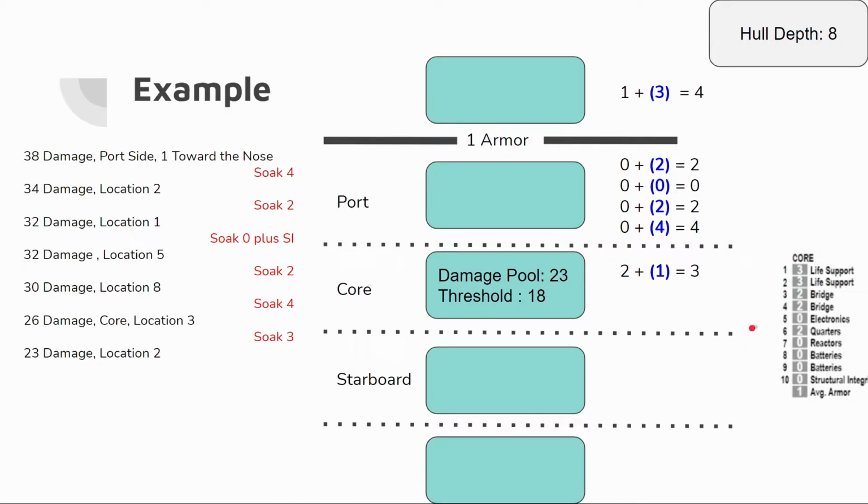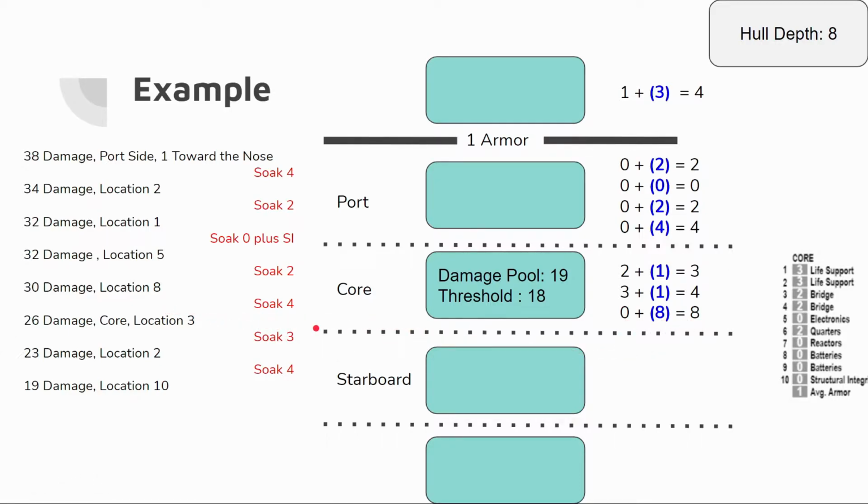It has 3 armor. So our defender rolled a 1 for a total of 4. So they'll call out soak 4. This reduces the damage pool to 19. It's still above our threshold. The attacker rolls again and calls out 19 damage, location 10, which you can see here is 0 armor. And our defender rolled an 8, so 0 plus 8 is 8.